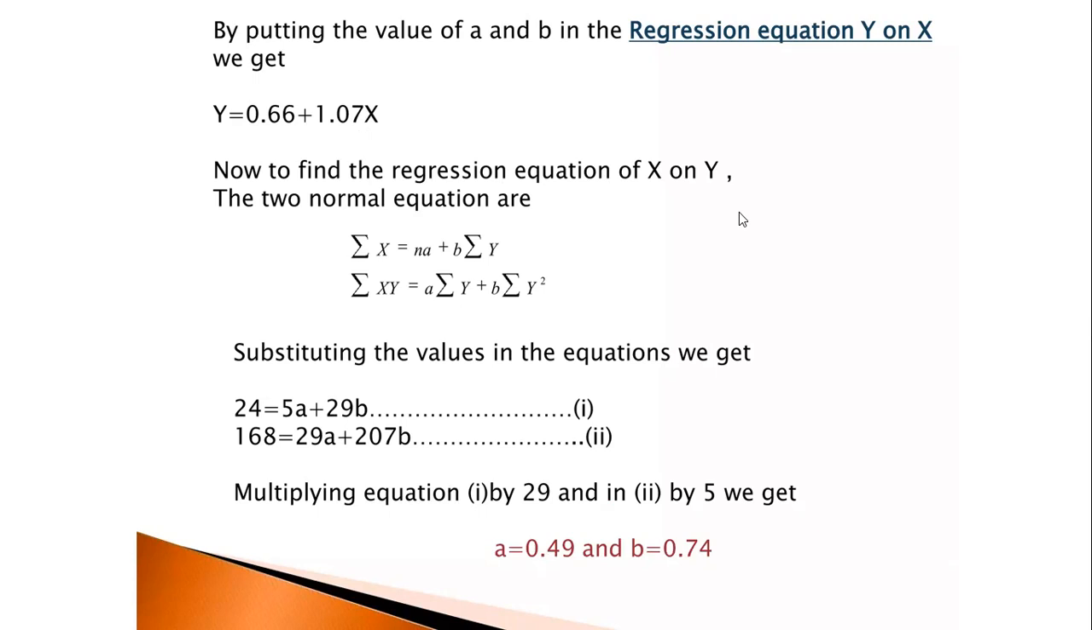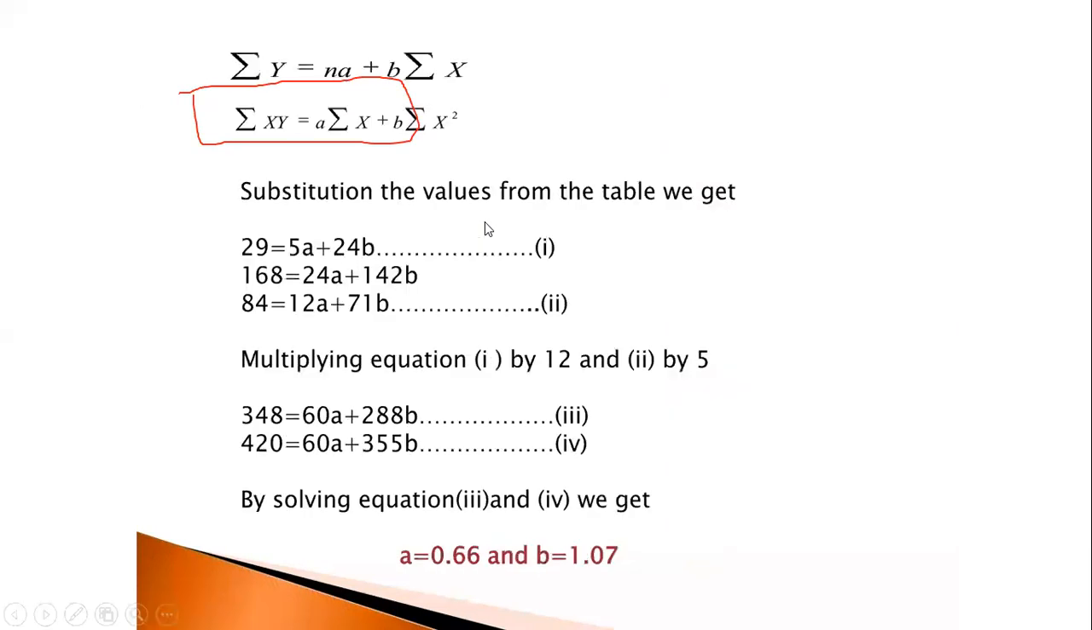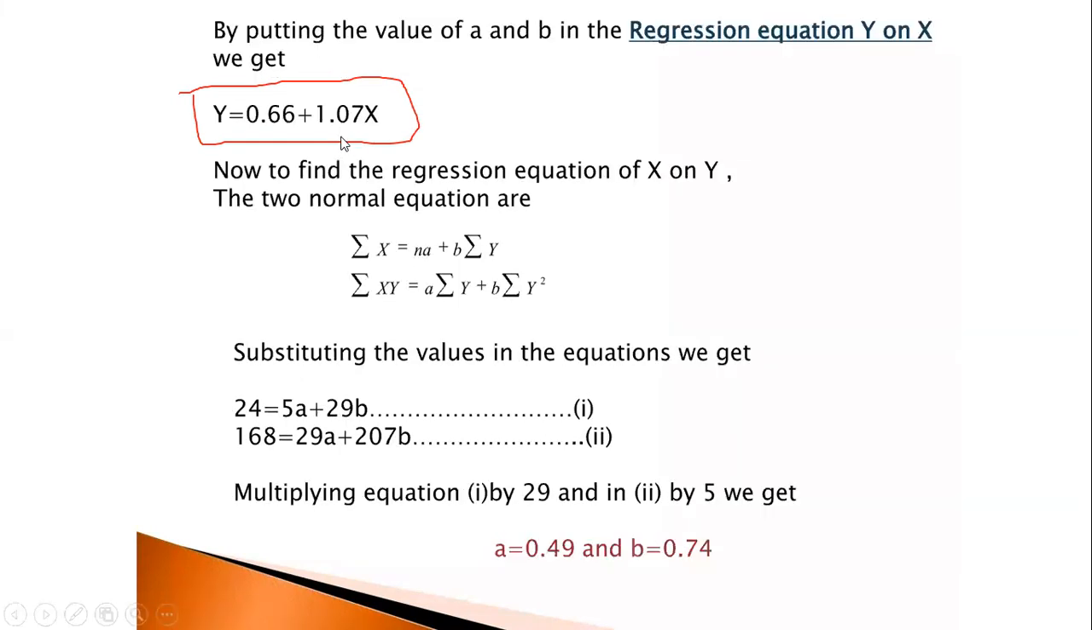By putting the values of x and y, you will be getting what is called the regression equation of y on x. So what is the regression equation of y on x? How did we get a? This has already been solved in the previous step. You can see here a is equal to 0.66, b is equal to 1.07. So the same values we have to substitute here, and this equation y is equal to 0.66 plus 1.07x is called the regression equation of y on x.